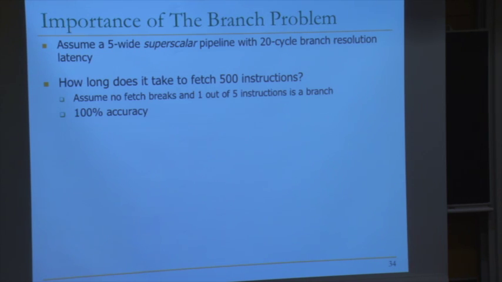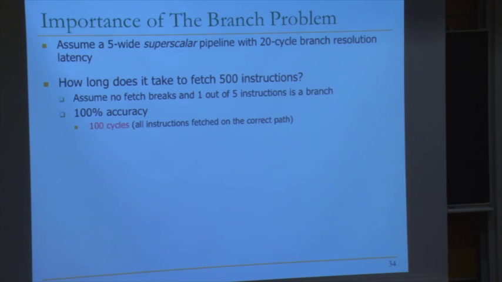That's the first simple part of the question. We want to fetch 500 instructions, 100% accuracy for branches, and we're fetching 5 instructions per cycle. How many cycles? 100, right? 100 cycles. Because 500 instructions, no mispredictions at all, and we're fetching 5 beautiful, correct instructions per cycle. 500 divided by 5 is 100.